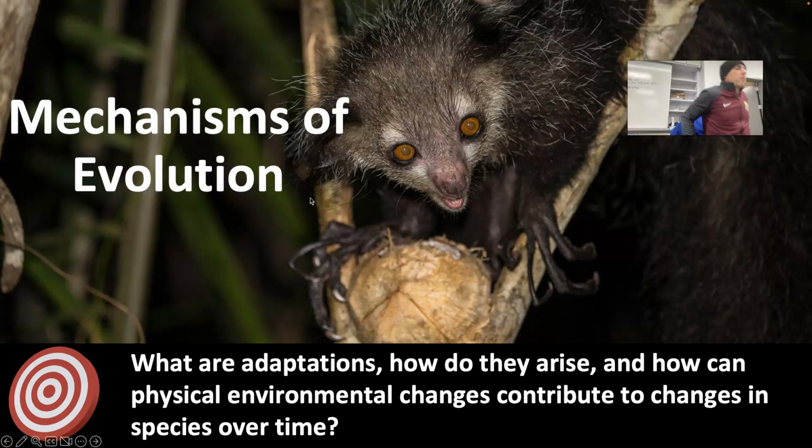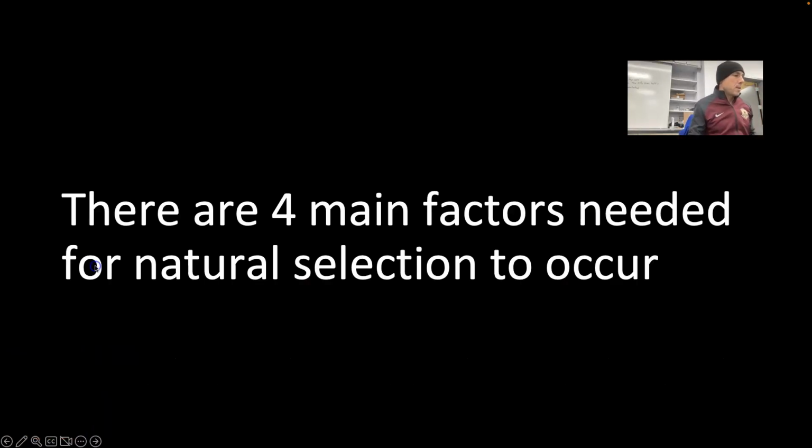So today we're going over mechanisms of evolution. Some of you may be already starting halfway in, so feel free to fast forward. We are going to talk about factors needed for natural selection. There are lots of factors that lead to evolution. These are 4 factors specifically for natural selection.